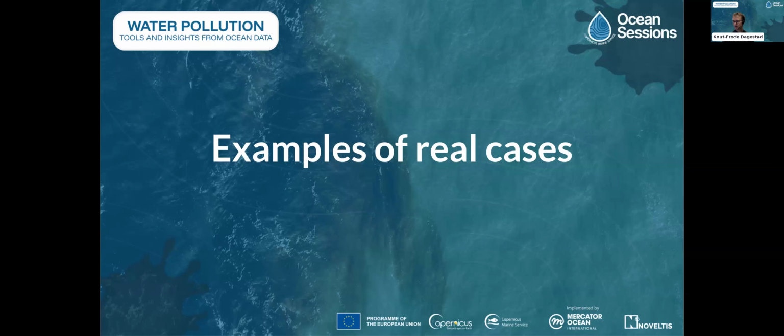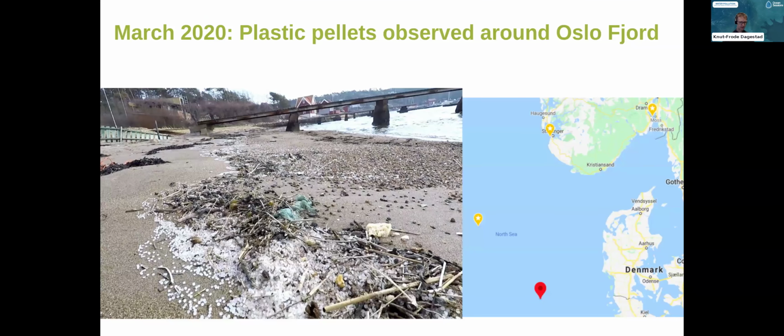So I will now show some examples of real cases of recent incidents. This is showing one incident from 2020. And you see the picture, it's a lot of plastic pellets that was observed on the beaches of Oslo, in the upper right of the map, in April that year. So there were all over the fjord, it was covered by these plastic pellets.